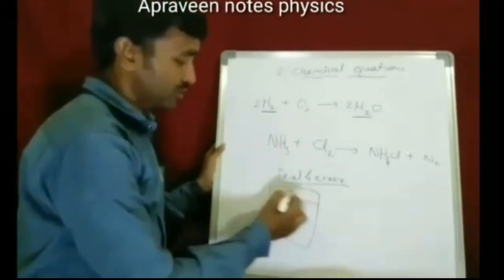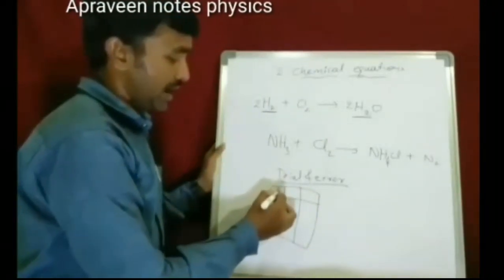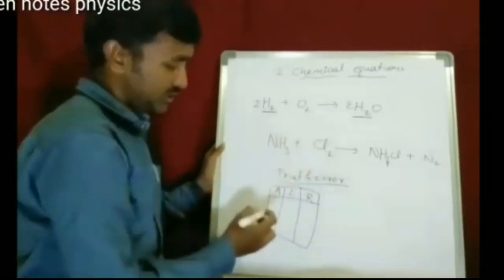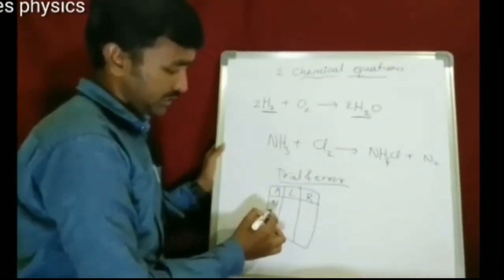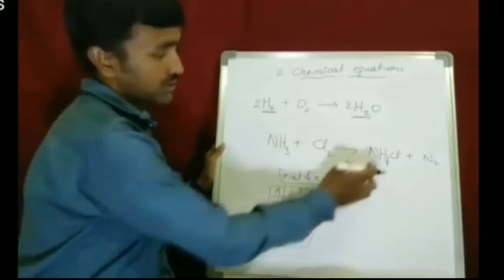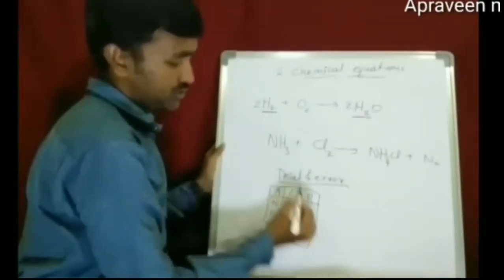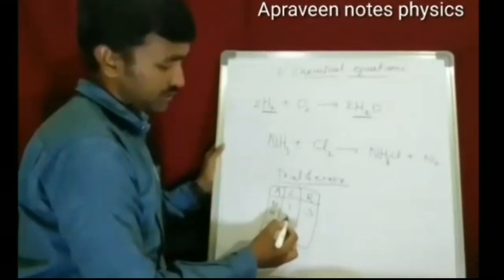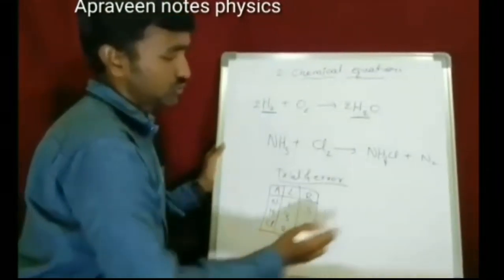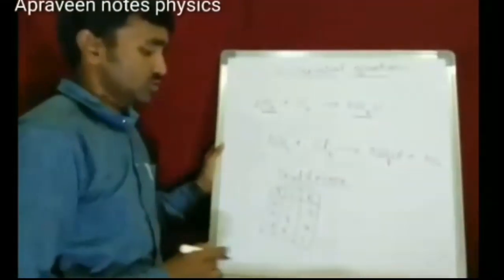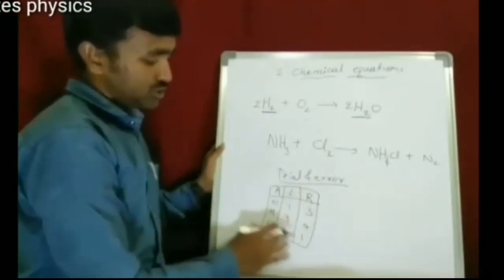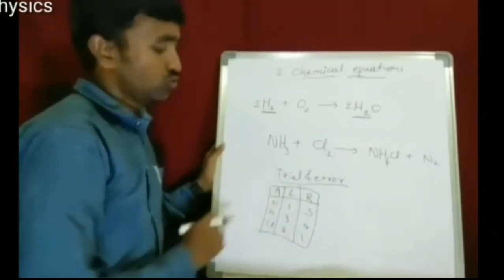First, the same step I will follow: counting individual atoms on the LHS and RHS. Here N, H and Cl, 3 atoms are there. I will note down N, H and Cl. Counting nitrogen atoms, left side 1, right side 3, 1 plus 2. Then hydrogen atoms are left side 3, right side 4. Then chlorine atoms here 2, here 1. So everywhere it is giving different values, completely mismatched. So how to balance this one?